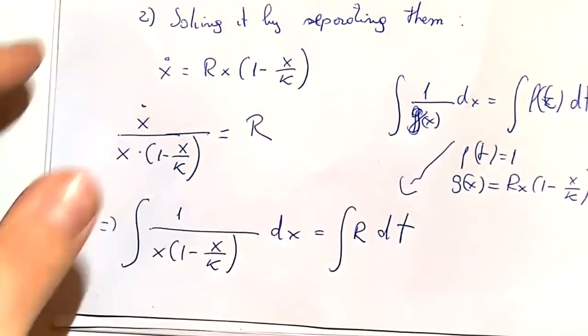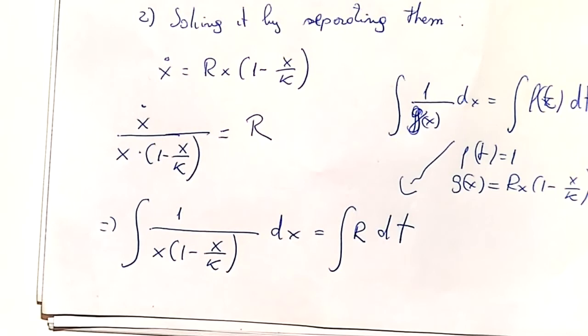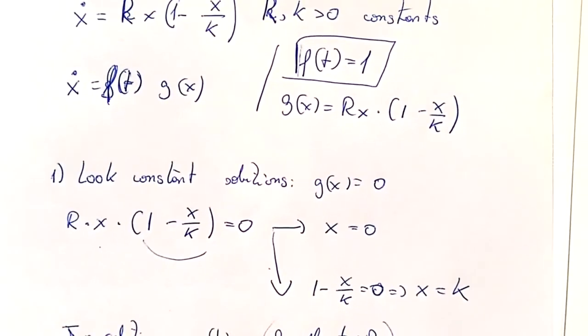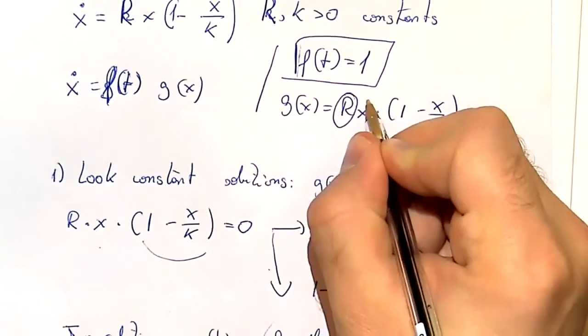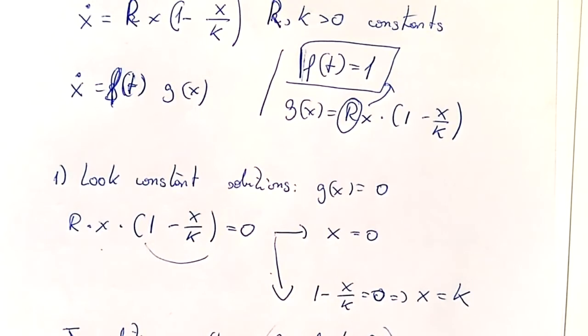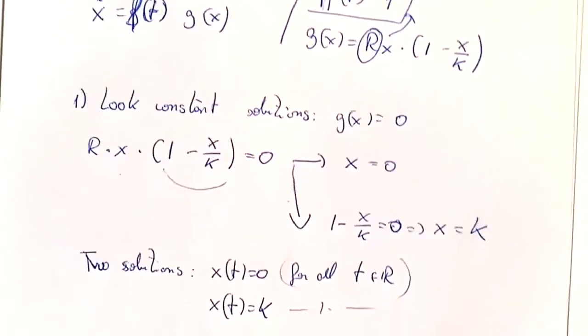Now, an observation. Up here, when I did the identification, I could have moved the r up top or down below. It doesn't matter at all. r is a constant. When you're dealing with constants, it doesn't matter if you put it in f of t or g of x. The constant does not depend on t or x. Does that make sense? So it doesn't matter where you put it.